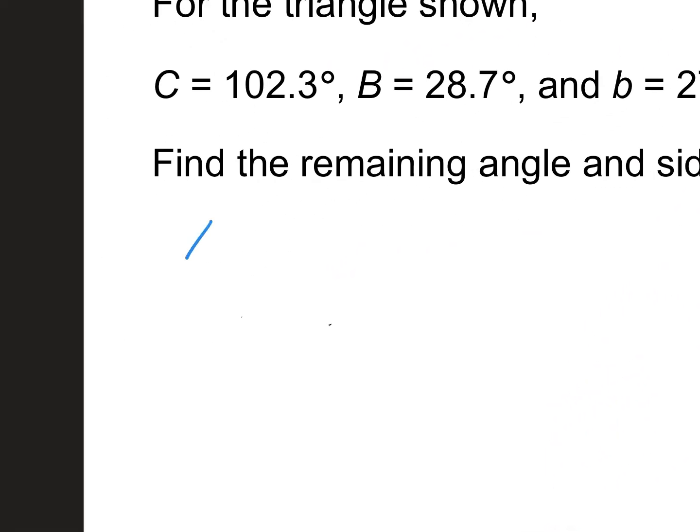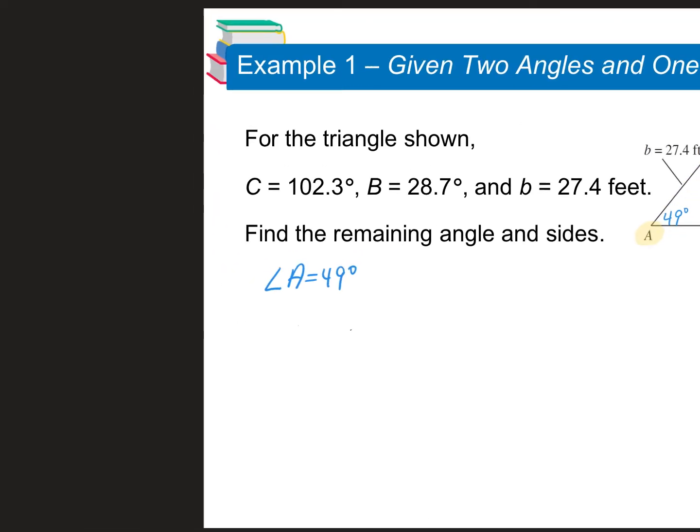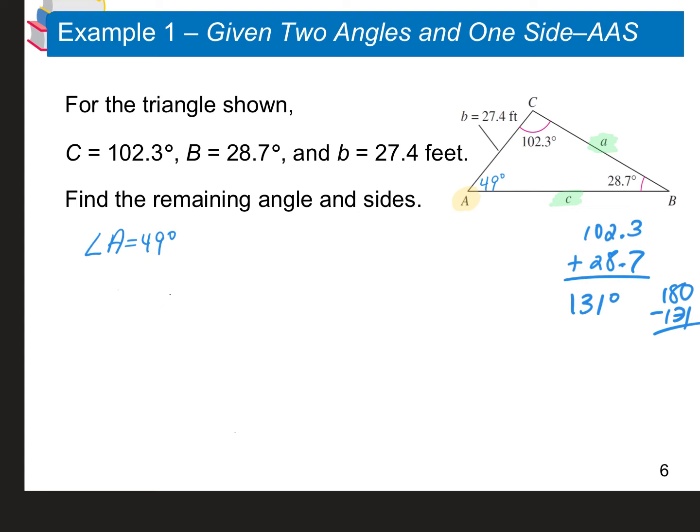So one of your answers, angle A, is 49 degrees. Do you guys see how I wrote the degree symbol? Very important. Take a point or two off if you don't. So now I have to find the other sides. Guys, this is not a right triangle. I can't use the Pythagorean theorem. So we're going to use the law of sines.